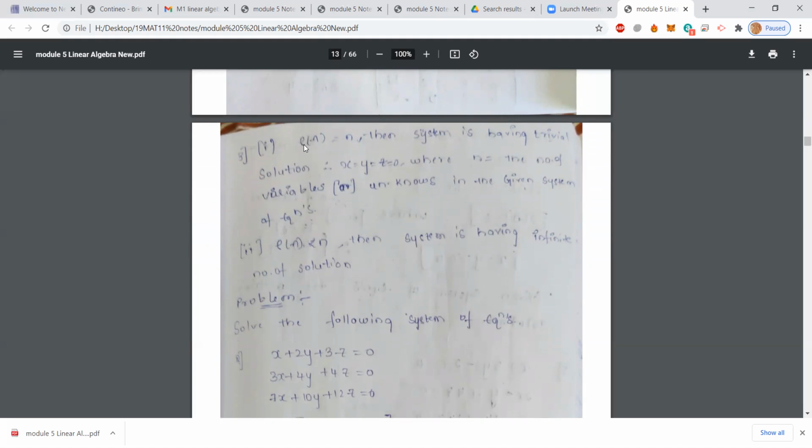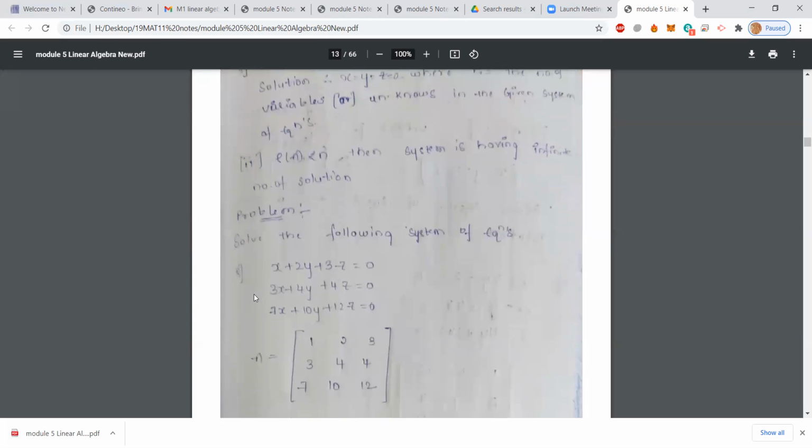if the rank of the matrix, rho(A), is equal to n, where n is the number of variables given in the system of equations. For our given system, n is equal to 3. So if rho(A) is equal to 3, then the system has a trivial solution, that is x is equal to 0, y is equal to 0, z is equal to 0. If the rank of the matrix A is less than n, here n is 3, so rho(A) is less than 3, then the system has an infinite number of solutions.